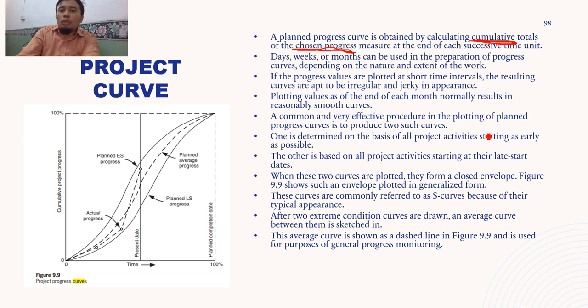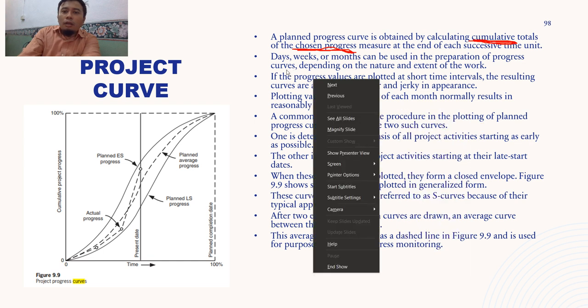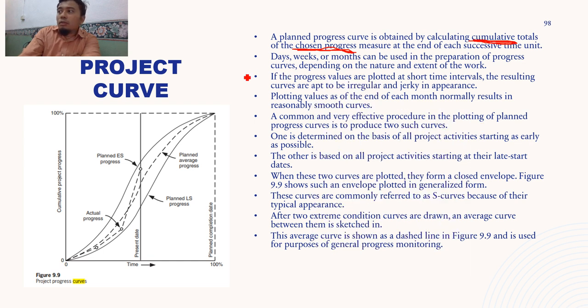But days, weeks, or months can be used in the preparation of progress curves, depending on the nature and extent of work. If it is a long project, a 5-year project, it will be months. But if it is a short project, not that long, like 6 months, a very short duration project, it will be in days or weeks.